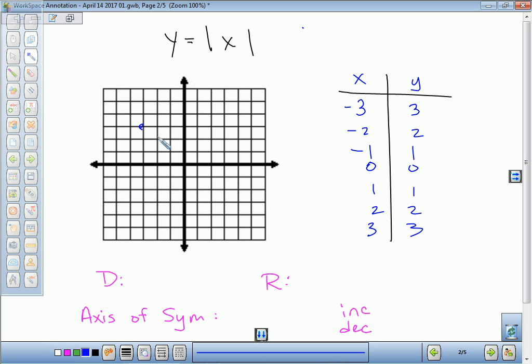Negative 3, 3. Negative 2, 2. Negative 1, 1. 0, 0. 1, 1. 2, 2. 3, 3. Absolute value makes a function that looks a lot like a V. That is a V. Can we just call them V functions?